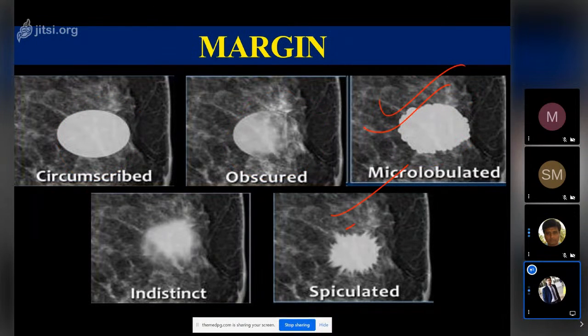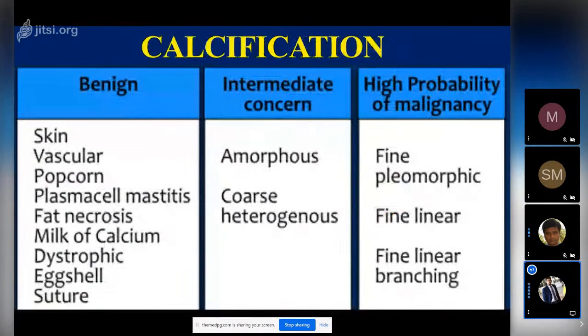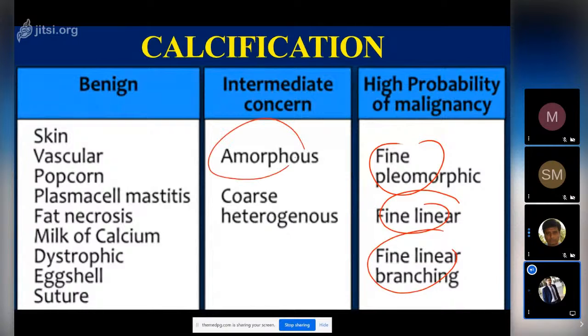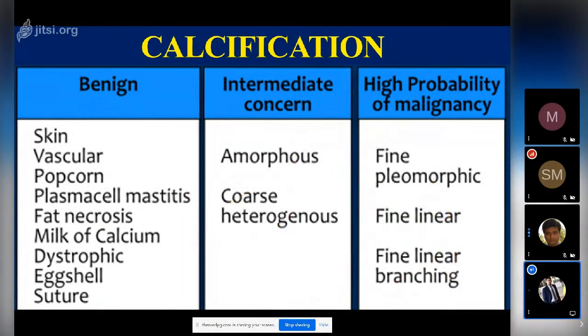the malignant conditions. Now, if you go see the next image, we can see the different types of calcification. Just remember that if it is fine pleomorphic, fine linear, fine branching, amorphous, or coarse heterogeneous, these are the terms which suggest malignancy. Why is this like this? Because the tumor is growing very fast. When the tumor is growing very fast, it doesn't have time to deposit a lot of calcium and form a calcific plaque. So whenever these terms come, think of malignancy.